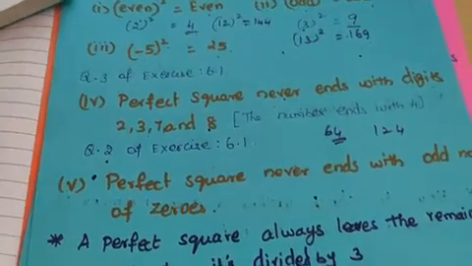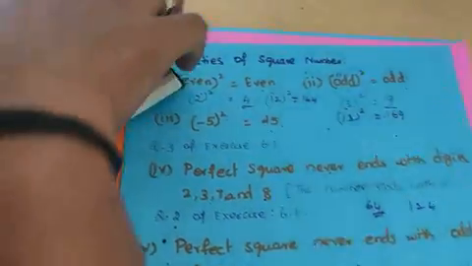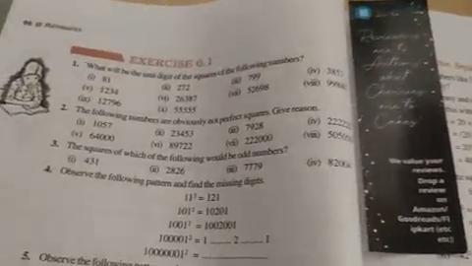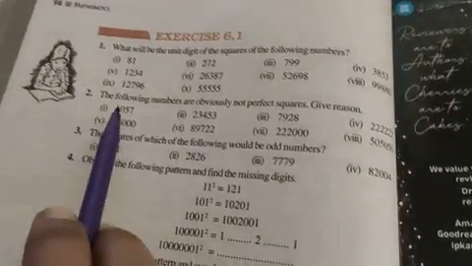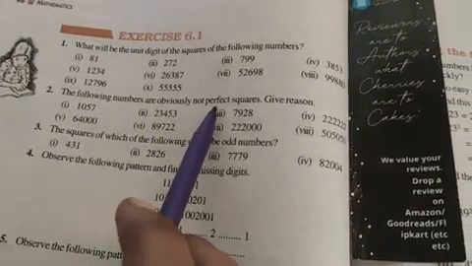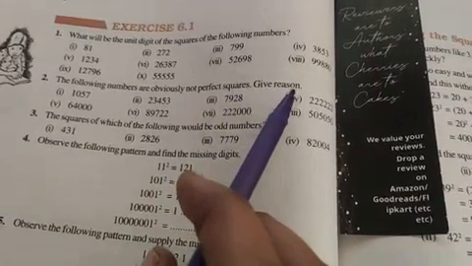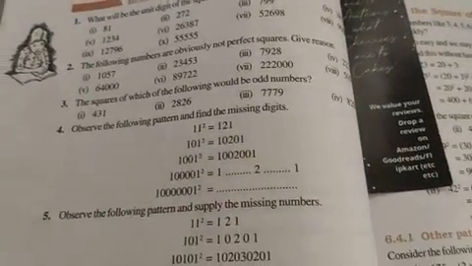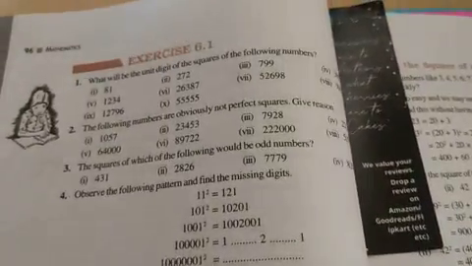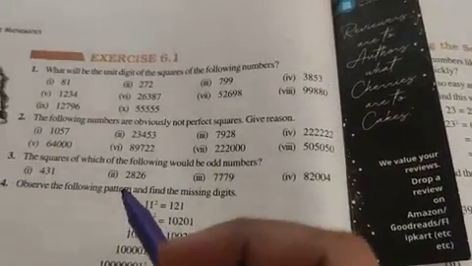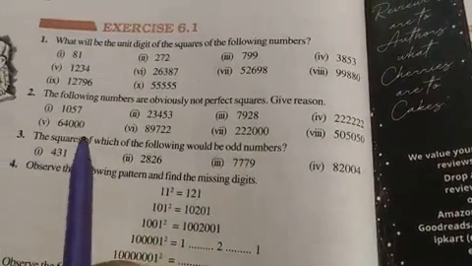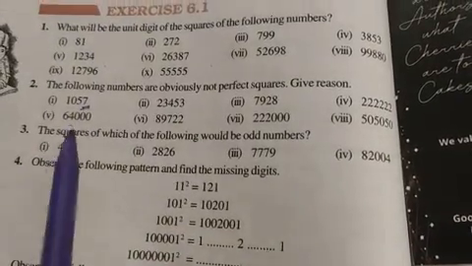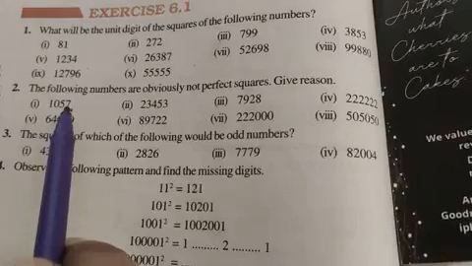See question 2 of exercise 6.1. If you see exercise 6.1, together we can solve the exercise also. It's very simple for you. The following numbers are obviously not perfect squares. Give the reason why each is not a perfect square number. For that we have to give the reason. Just now we saw the property that if the number ends with 2, 3, 7, 8, it's not a perfect square number. By that property we can say, see 1057. The ending digit is 7. So unit place 7 means it is not a perfect square number.